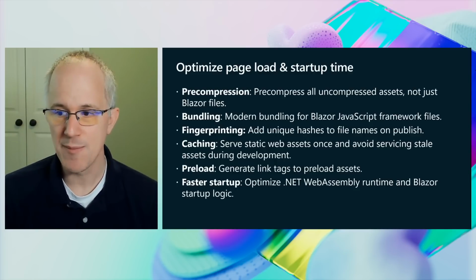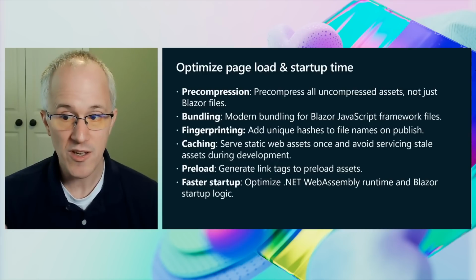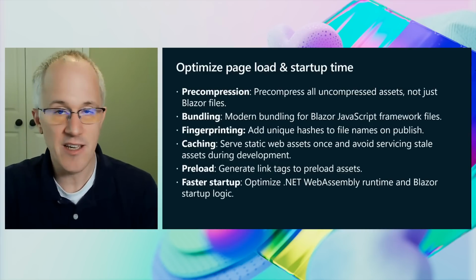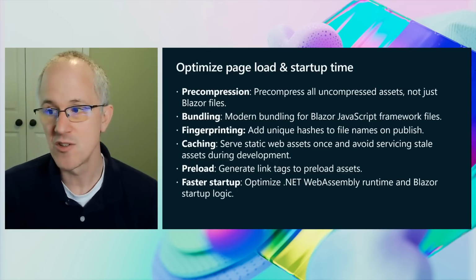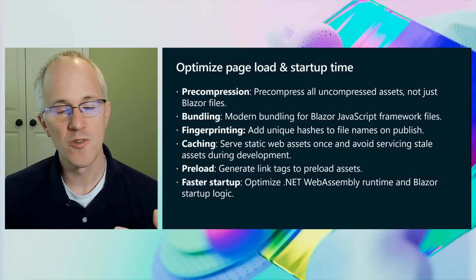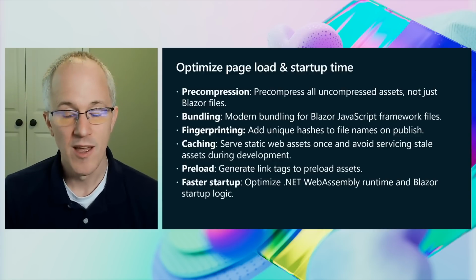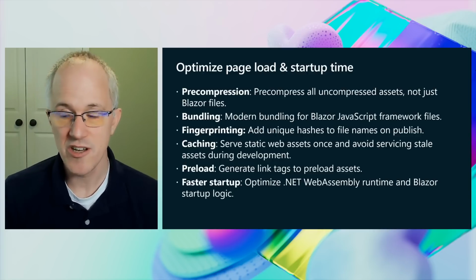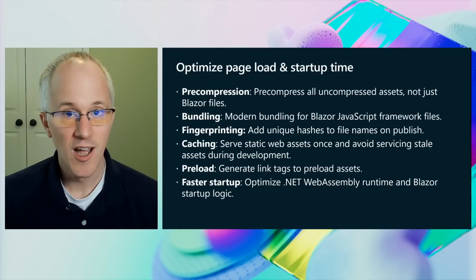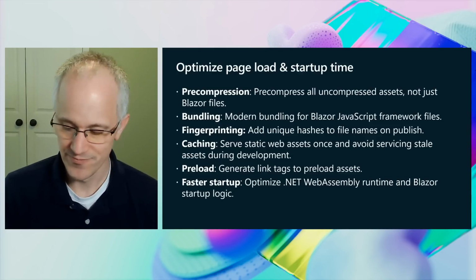We're planning to look at preloading static web assets using generated link tags where appropriate, so that all the needed assets can be fetched at once instead of having to wait for a waterfall of requests. And we're also doing work to optimize the startup time of the .NET WebAssembly runtime and the Blazor initialization logic so that your app starts faster even when it's already been downloaded and cached.